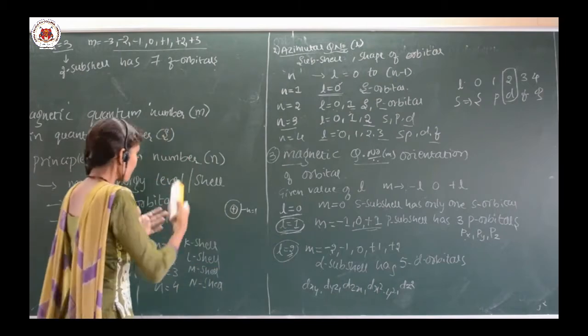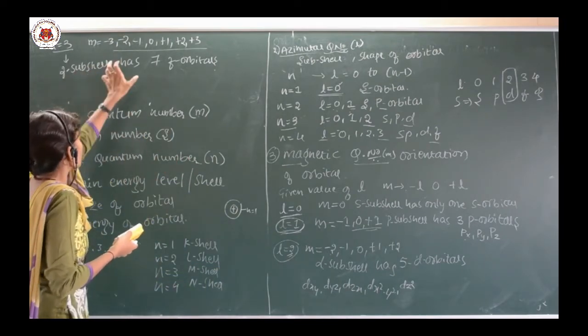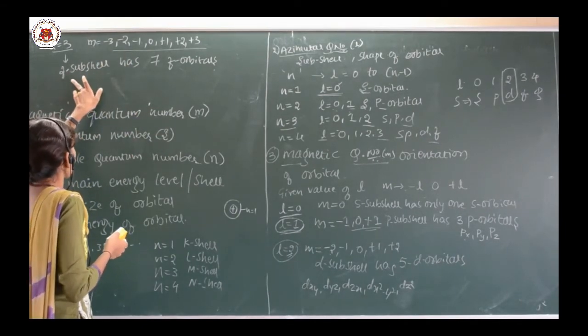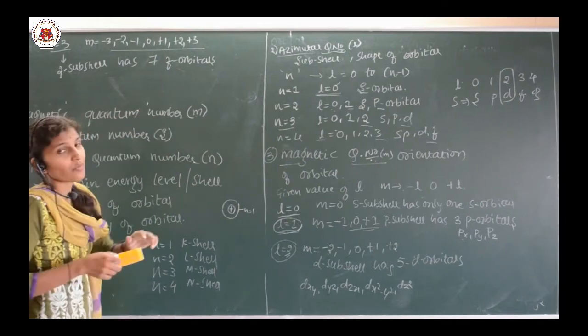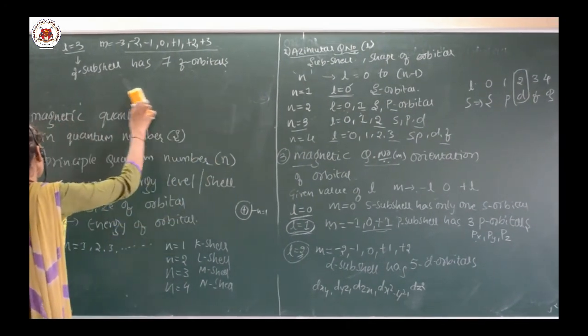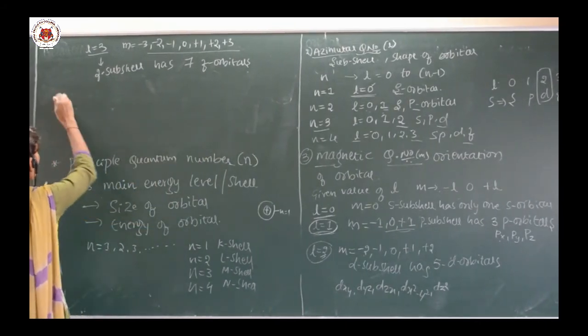And if I go for l is equal to 3, you are going to get 7 values, and those 7 values indicate that the F subshell has 7 F orbitals. Clear? So, this is how we can explain the third quantum number, and the next one is the spin quantum number.